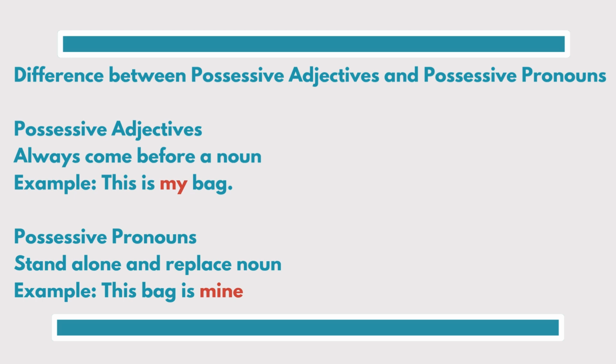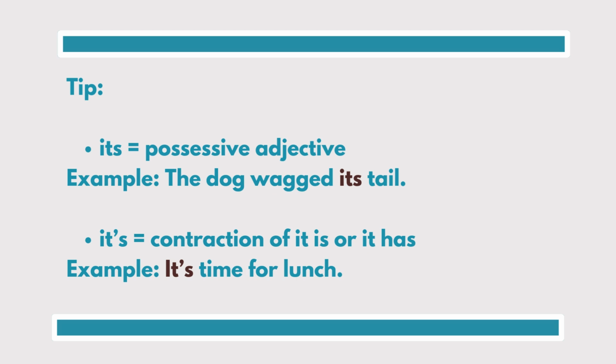Now, before we go, let's learn something extra today. Something we all need to know. Now, the word its can come in two forms. Its, without an apostrophe, shows possession. It's an example of a possessive adjective telling you that something belongs to an object or an animal. The dog wagged its tail, telling you that the tail belongs to the dog.